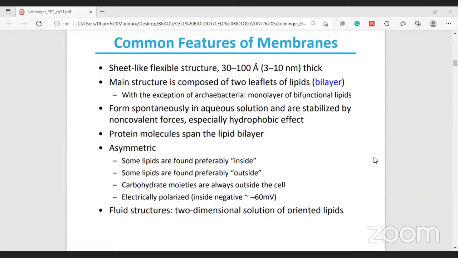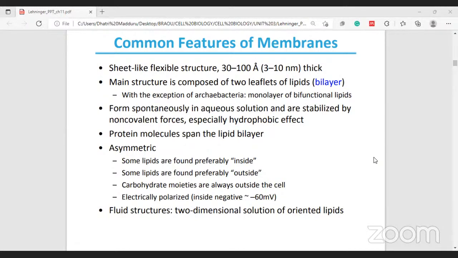But in archaebacteria, a type of bacteria which is like an ancestral form, that means initially originated from, there we can see only a monolayer of bifunctional lipids. That means only a monolayer, but the lipids are bifunctional. They can perform two functions.